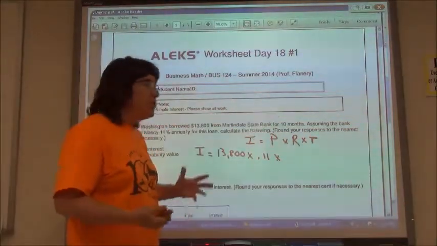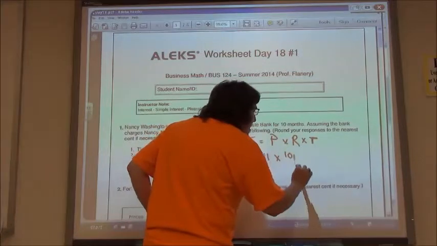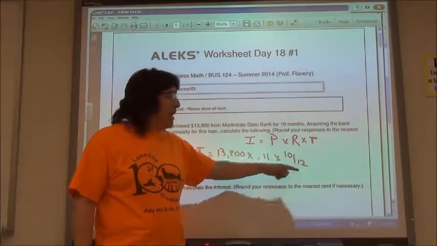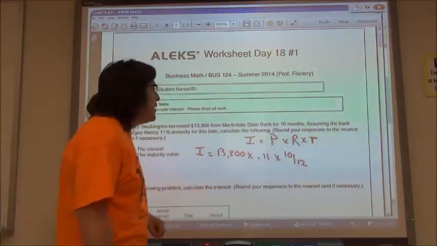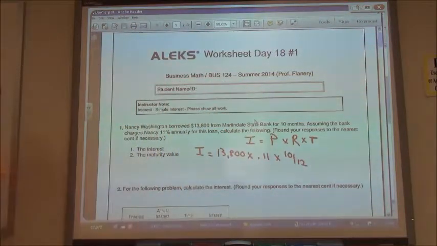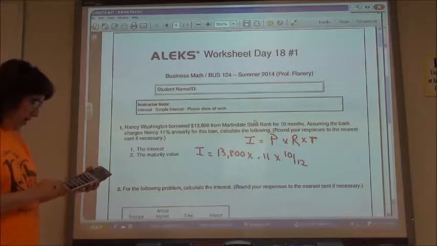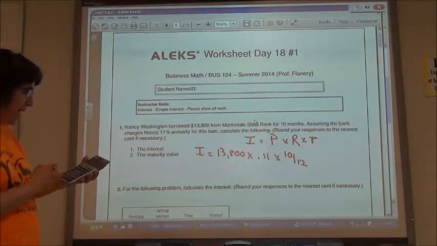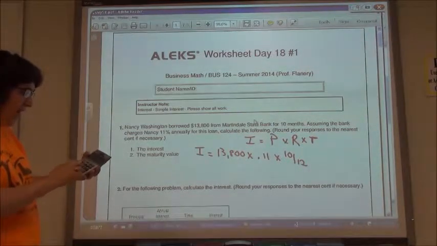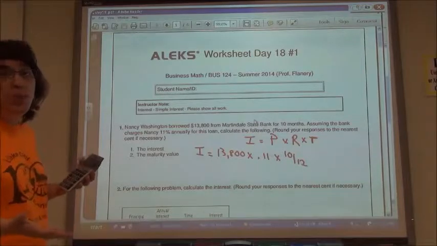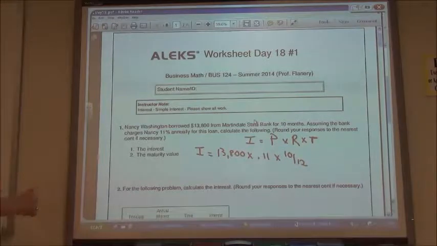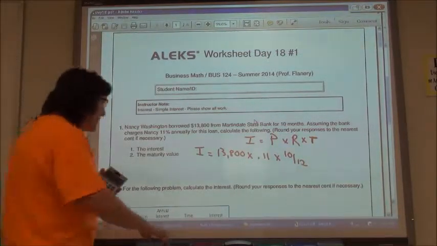This is in months, so for months I'm going to make it 10 divided by 12. 10 twelfths. I have 12 months in a year, and I did 10 out of the 12. So on your calculator, you can just do 10 divided by 12. You're going to take 13,800 times 0.11 times 10 divided by 12, because you want it to show up as a decimal, not as a fraction. So use 10 divided by 12. And so the interest I earned should be $1,265.